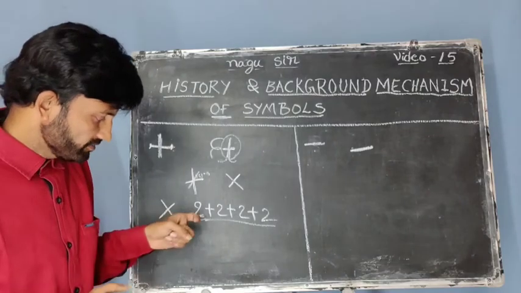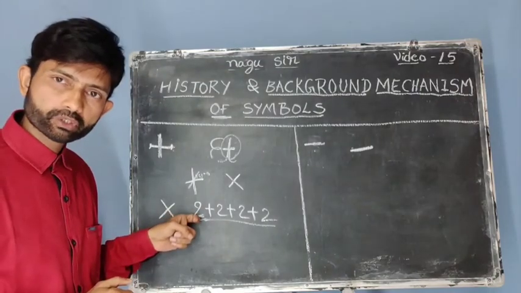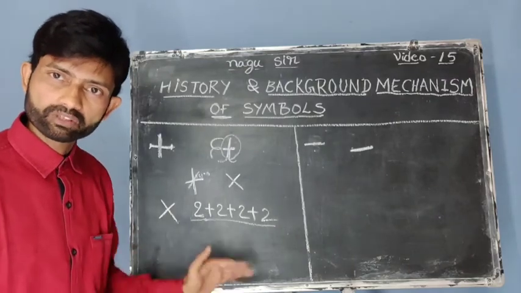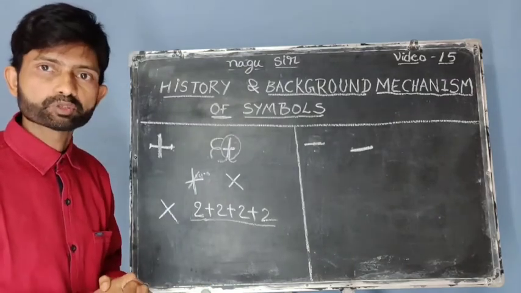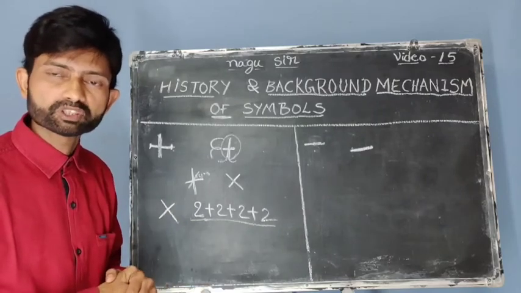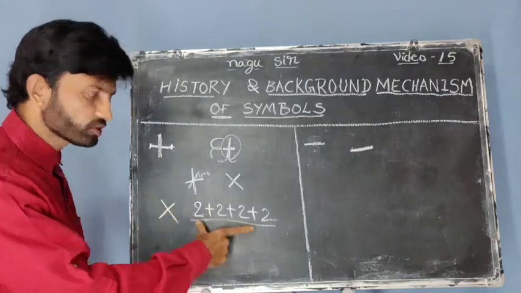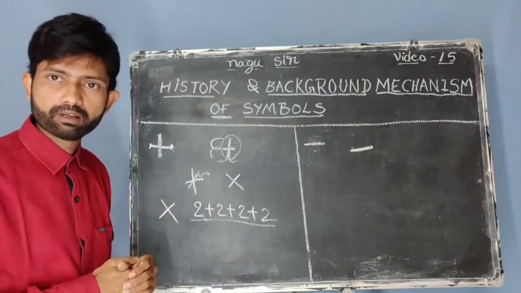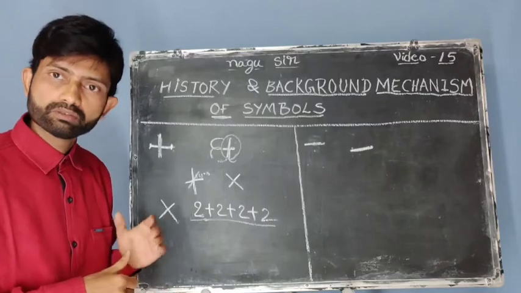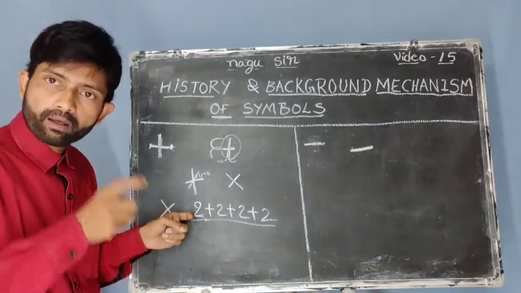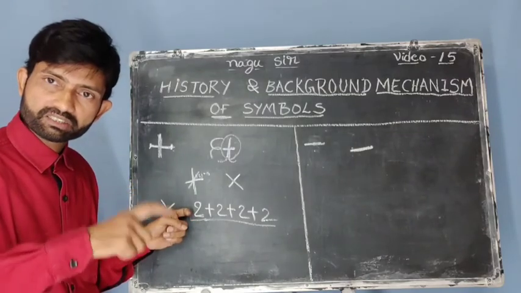If this 2 is going to repeat 100 times, is it possible to write it on the board? No, it is not possible. Why? Because 100 times we have to write 2. It is not possible. So how can we represent this type of notation very easily? The mathematicians thought further about how to represent this type of notation in a simple manner.